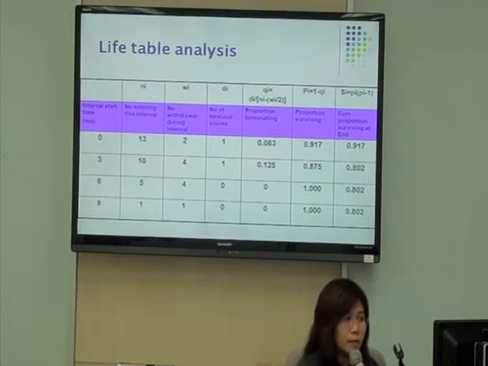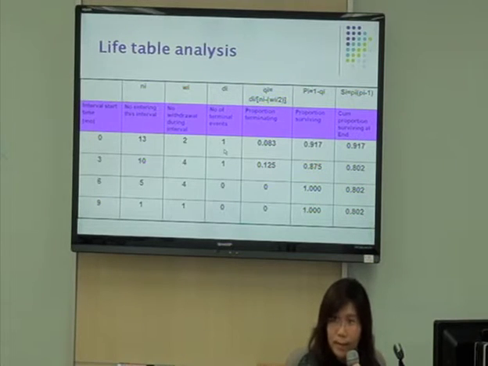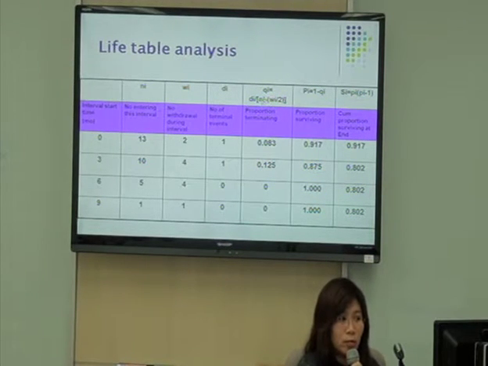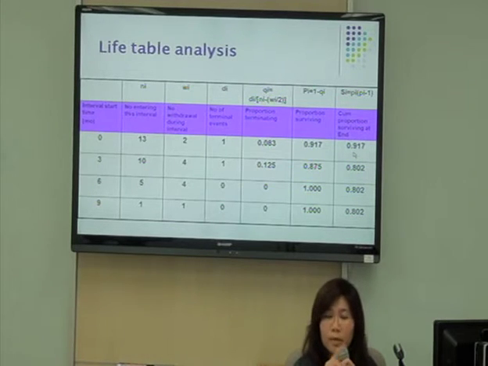For example, in the first interval, they enter 13 subjects, withdraw 2, dead 1. So then you calculate QI equals 0.083. So then the observed survival probability here is 1 minus this number, 0.917. The cumulative here is equal because it's just the first interval.